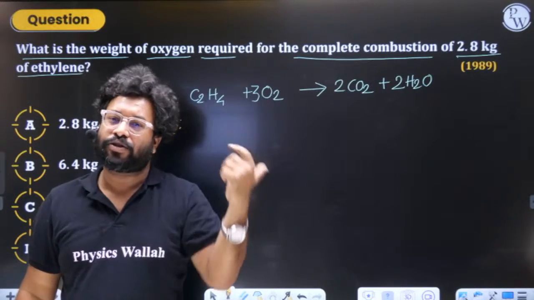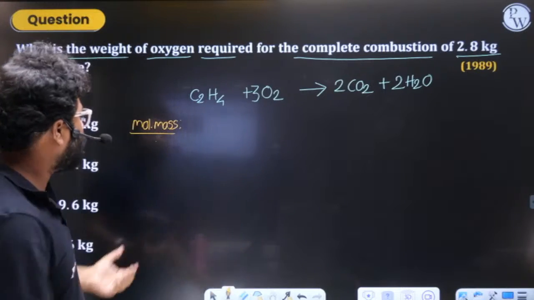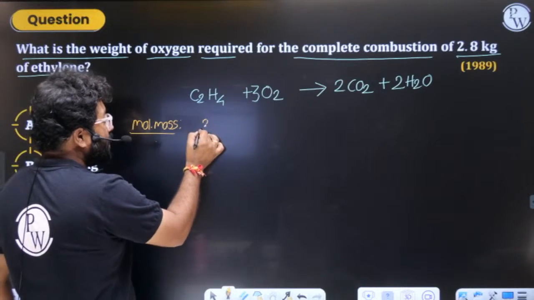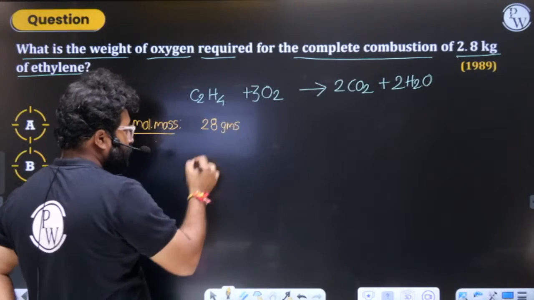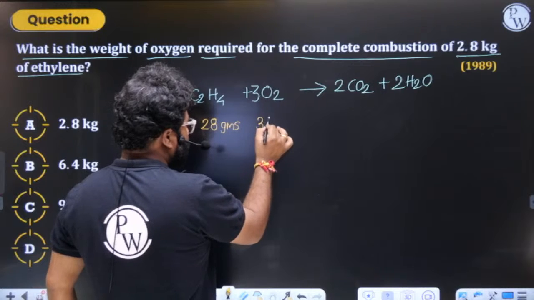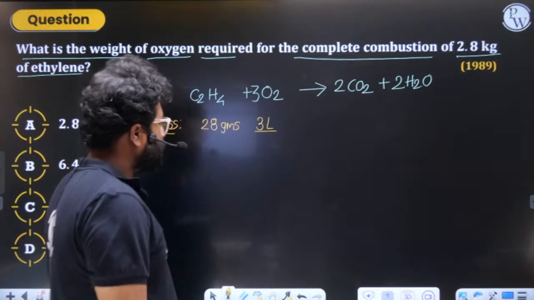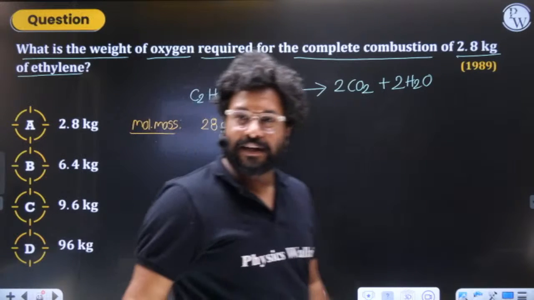What is the atomic mass of carbon? 12. 12 into 2, 24. 24 plus 4, 28 grams. So this is 28 grams, right? And you are going to need 3 liters of oxygen for this. How much? 3 liters of oxygen. So can I write 3 liter as 3 kg?